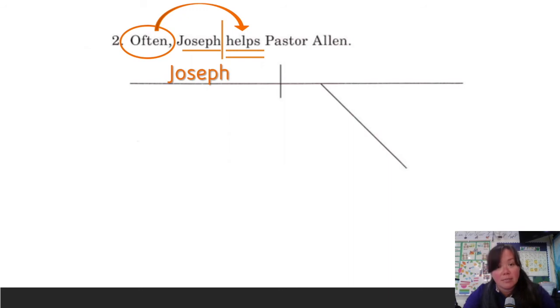Joseph is our subject. Helps is our verb. And how does he help or how often does he help? Often. So it's important to draw those arrows because it would almost look like often is in the same position as an adjective that would describe Joseph, but often is not diagrammed underneath Joseph. It's how he helps. So it's diagrammed underneath our verb. Let's take a look at number 3.